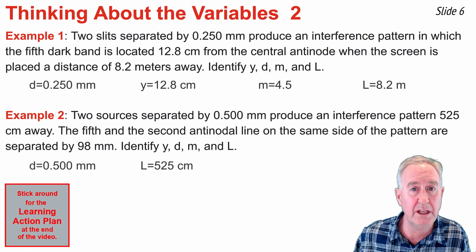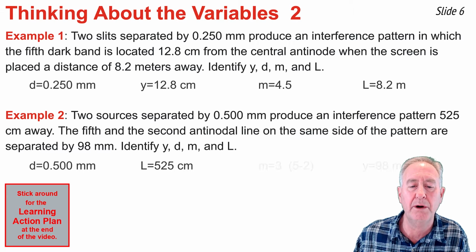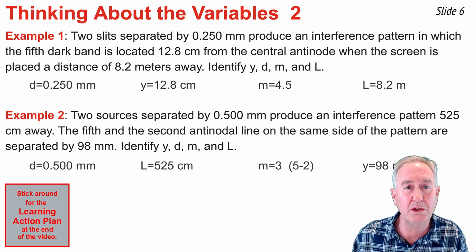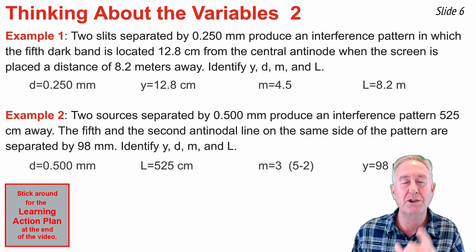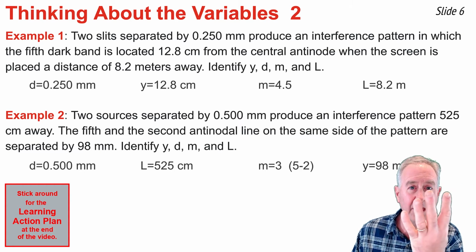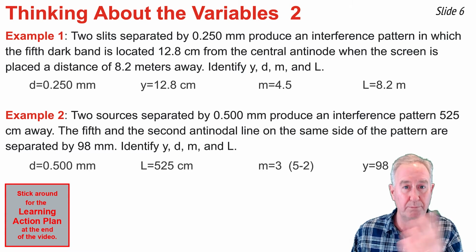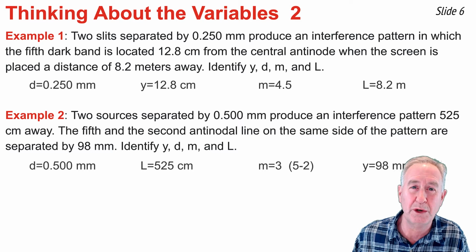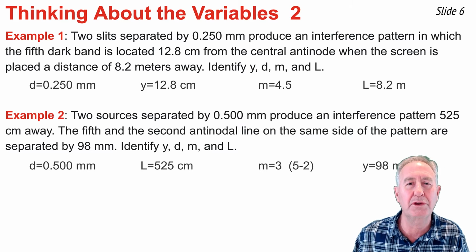We need to determine the M value, often the most difficult part. So if you think the 5th and the 2nd nodal line, you can do some counting there. So 2nd, 3rd, 4th, 5th, that's 4 bands on the screen, and the number of spaces between 4 bands is 3. So M is equal to 3.